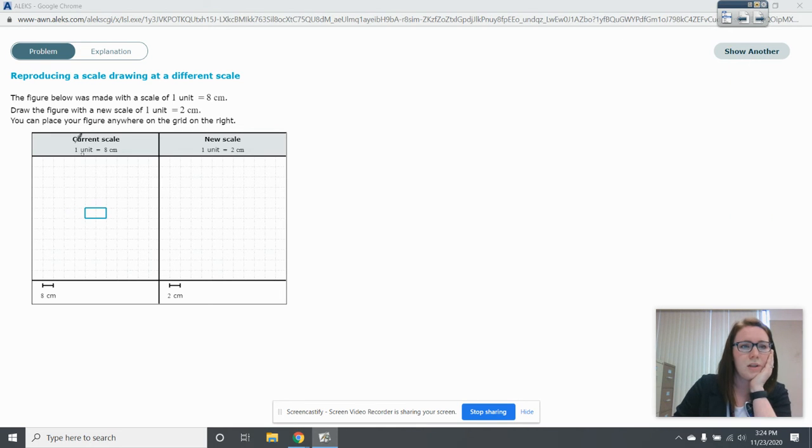1 square over here. Now it says draw the figure with a new scale of 1 unit is 2 centimeters. So this was 8 centimeters. Well, now it's only 2 centimeters, and we have to redraw this thing. So now if I draw this, there are multiple ways that we can solve this. But I'm just going to use logic. We could set up a proportion, but we're not going to. So using our logic, this was 8. Well, we still need to total 8, but now this only is 2.